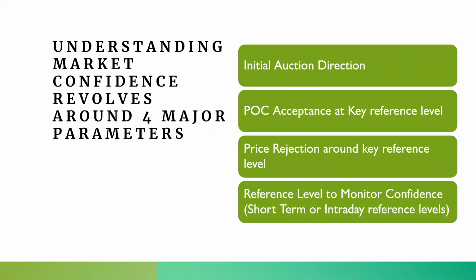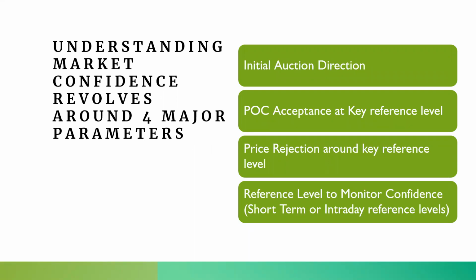So if you want to understand market confidence, you need to understand 4 major parameters from an intraday perspective. Number 1, the concept of initial auction. Remember the term initial auction. It is not initial balance. It is initial auction direction. It is more of my own analysis. Initial auction is which side the market is attempting to move initially. And the next one is the POC acceptance at key reference level. What does that mean? POC acceptance means where today's point of control is forming.